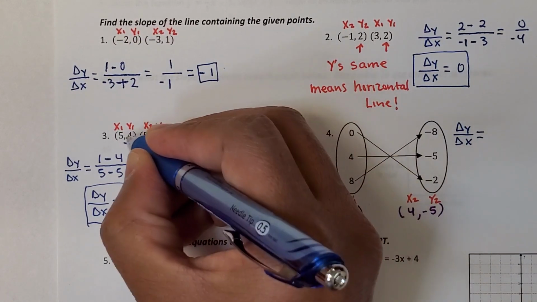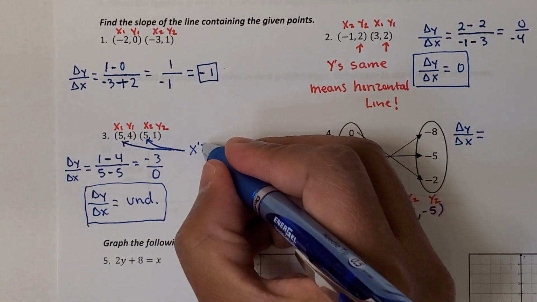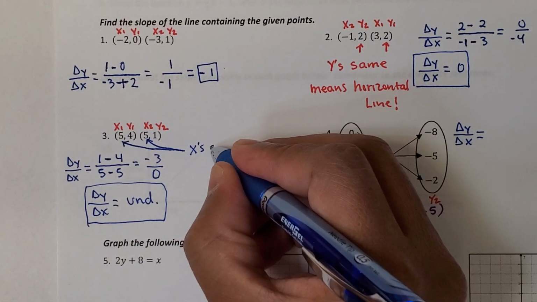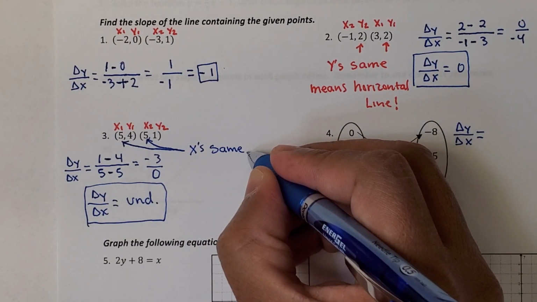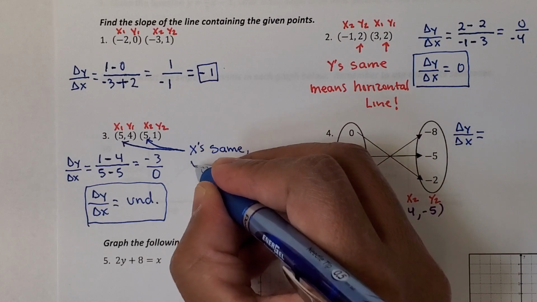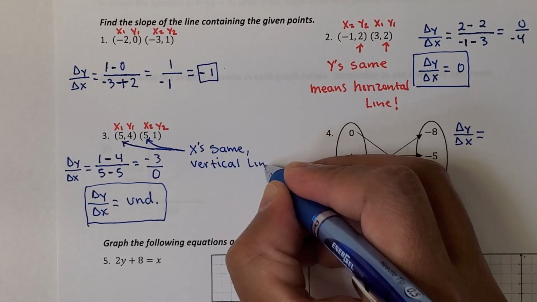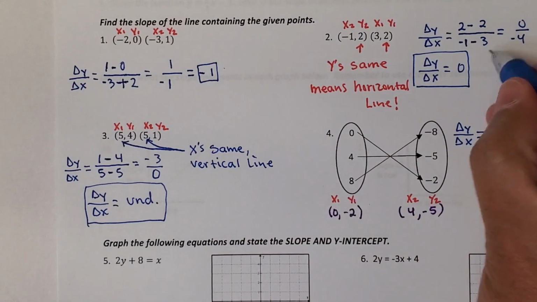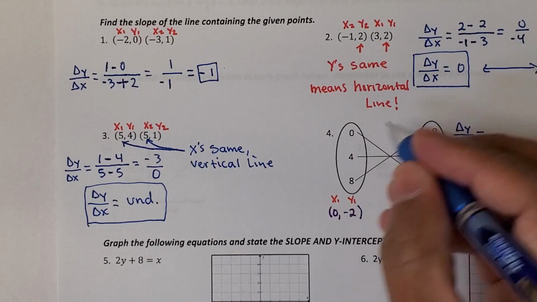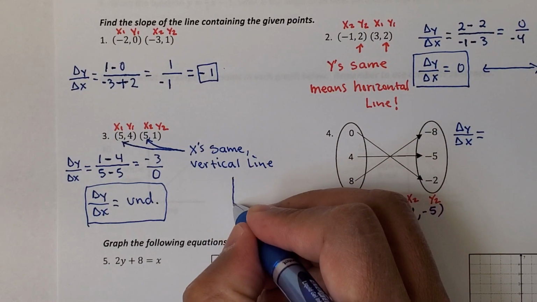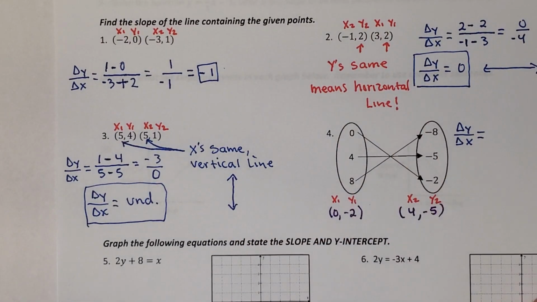Okay, what do you see about the x values? Yeah, the x values are the same. If that's the case, then that means we have a vertical line. Okay, so horizontal line means it's going to look like this. We're just looking at the y-intercept, and on this one we're looking at the x-intercept, which means where the line crosses the x-axis, so it looks just like that.